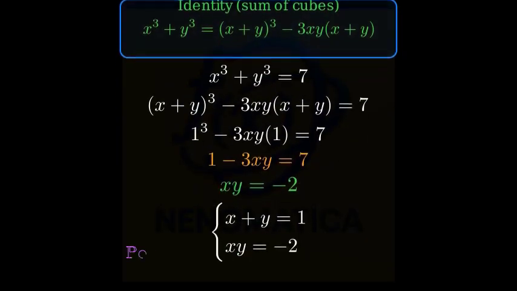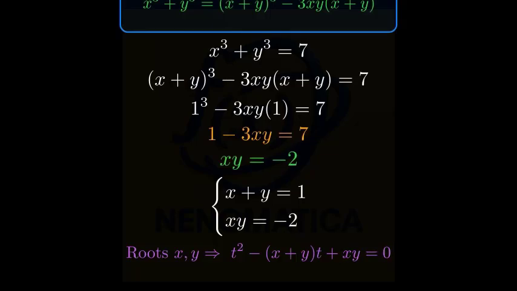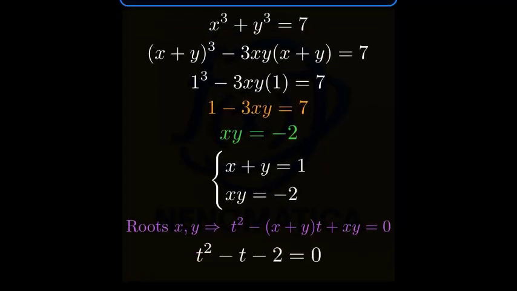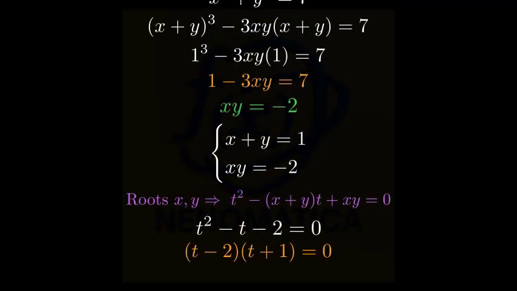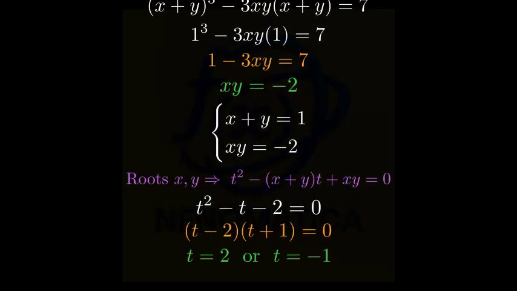With the sum and product known, we turn the pair x and y into the roots of a quadratic. t squared minus the sum times t plus the product equals 0. That gives t squared minus 1t minus 2 equals 0. Factor the quadratic. t minus 2 times t plus 1 equals 0. Therefore, the roots are t equals 2 or t equals negative 1.